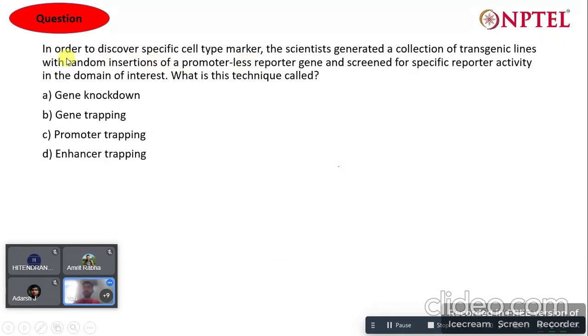Yes. So in order to discover specific cell type markers, the scientists generated a collection of transgenic lines with random insertion of a promoter-less reporter gene. Okay, so here there is a promoter-less reporter gene that we are using, and screened for specific reporter activity in the domain of interest. So this technique is called as, these are the options.